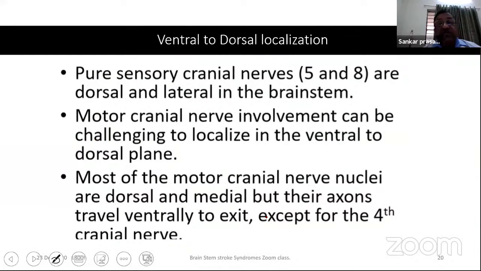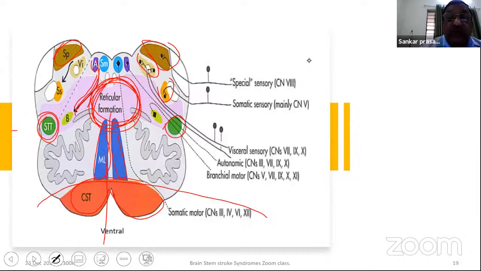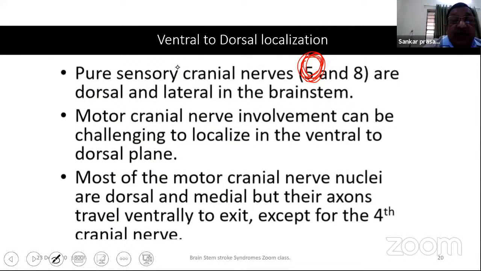So the pure sensory cranial nerves, that is the sensory part of the trigeminal. Trigeminal is a mixed nerve, but the principal sensory nucleus which I showed you is here. So that is the somatic motor, mainly the cranial nerve 5 is here, the cranial nerve 8 is here. Okay, and these are dorsal and lateral in the brainstem.